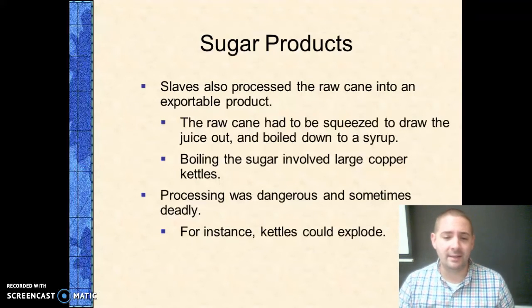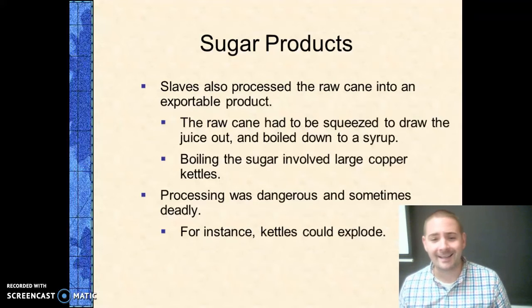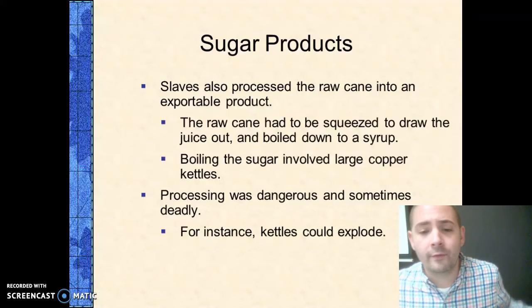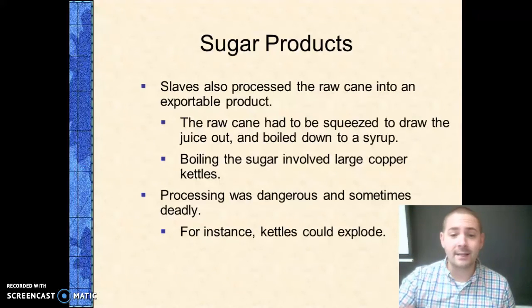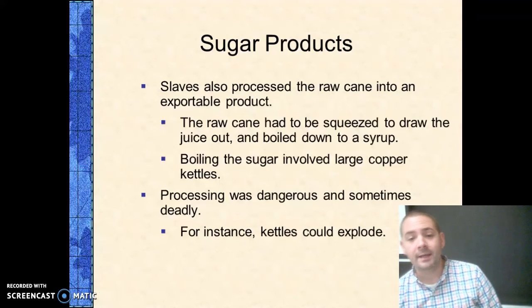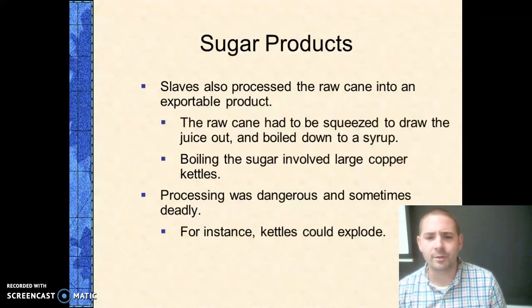Then it has to be boiled out in these gigantic kettles, and these kettles can sometimes explode, sending molten syrup all over the place. Extraordinarily dangerous, extraordinarily brutal. That's just the process. That's not even talking about where it takes place, right? We're talking about sugar production happening in the Caribbean or in the tropics.